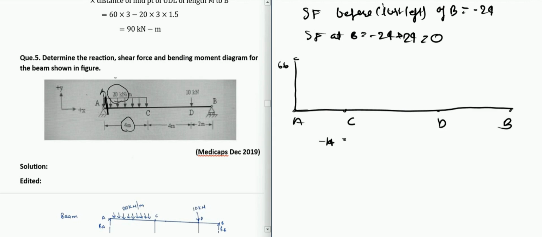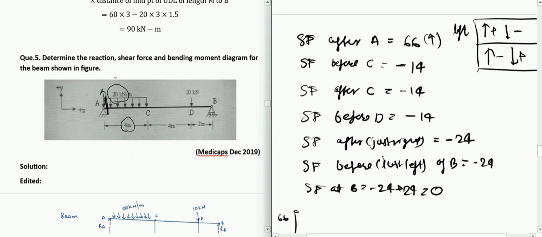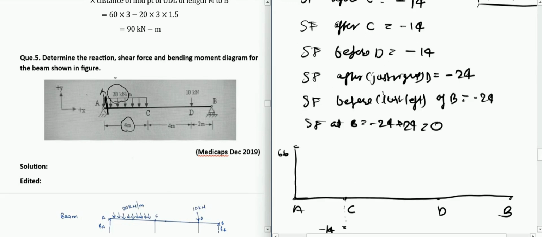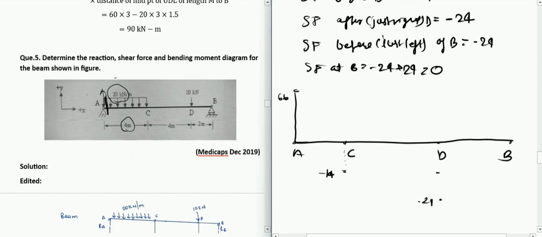So before D it is minus 14, and after D it is minus 24 at the same point. So that is the advantage of calculating before and after, that you just know at what point it will jump. Before and after calculation just helps in that visualization and makes it a little bit easier. At B we have minus 24, and after B we have 0. So it will just be 0 there.